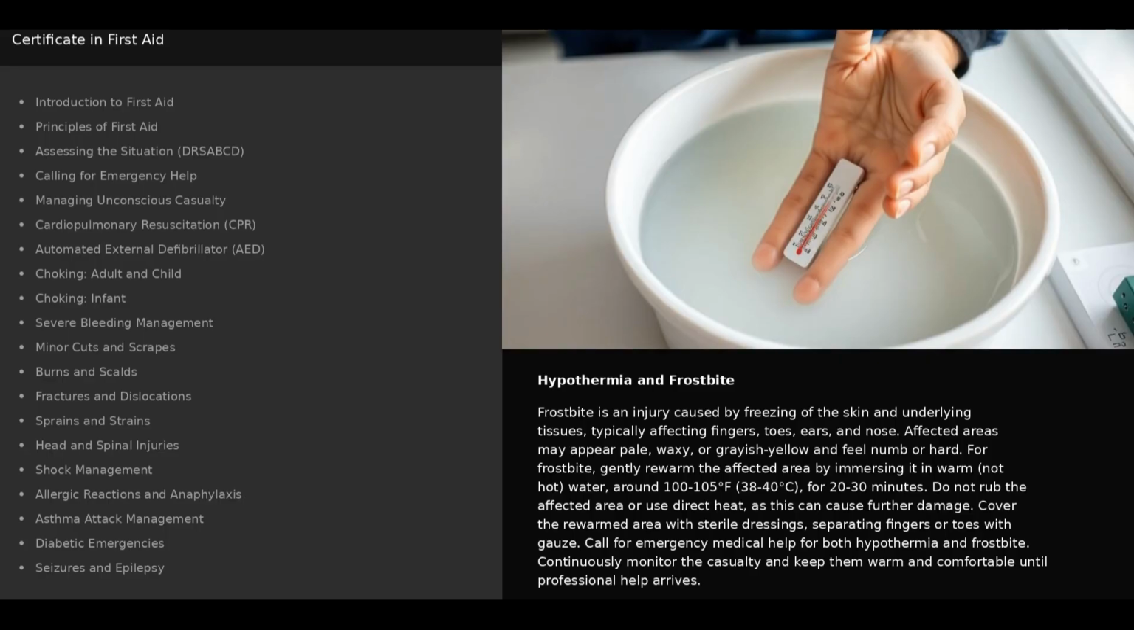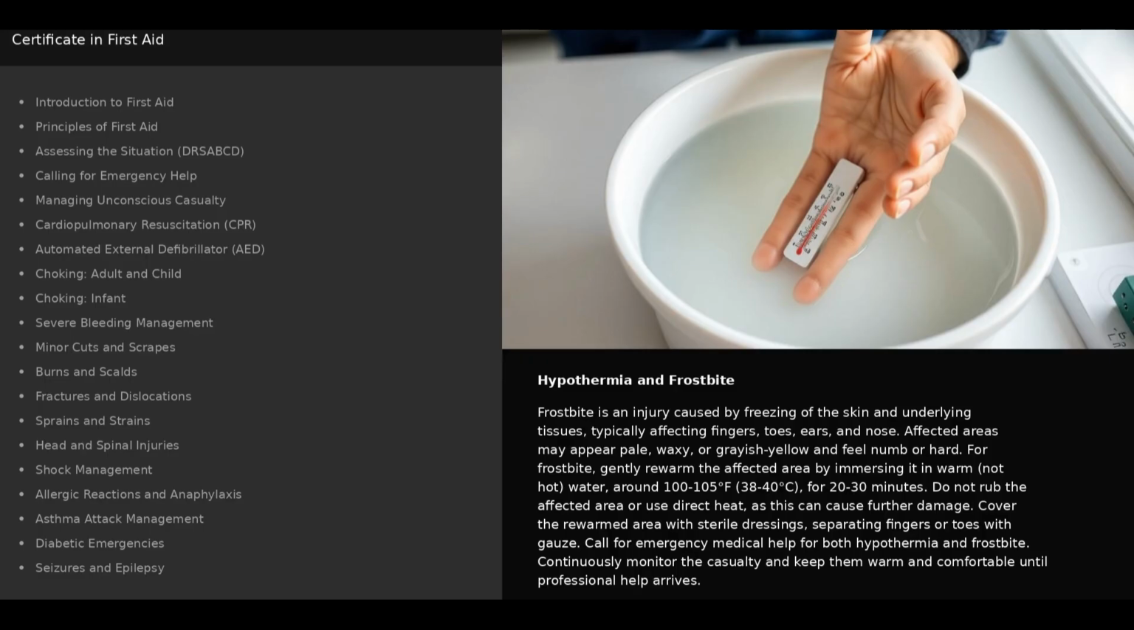Frostbite is an injury caused by freezing of the skin and underlying tissues, typically affecting fingers, toes, ears, and nose. Affected areas may appear pale, waxy, or grayish-yellow and feel numb or hard. For frostbite, gently rewarm the affected area by immersing it in warm, not hot, water, around 100 to 105 degrees Fahrenheit or 38 to 40 degrees Celsius for 20 to 30 minutes.